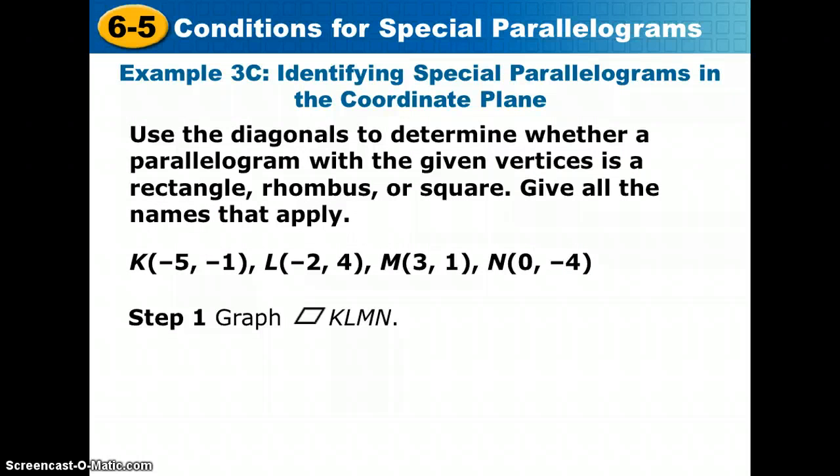Alright, on example 3c, again, why don't you try it yourself following those 3 steps. Graph the parallelogram. Check to see if it's a rectangle by looking to see if the diagonals are congruent using the distance formula. Check to see if it's a rhombus by looking at the slopes of the diagonals to determine whether or not the slopes are perpendicular. If it's both a rectangle and a rhombus, then we can say it's a square. Pause the video if you need more time. Alright, let's take a look at what we should have gotten.